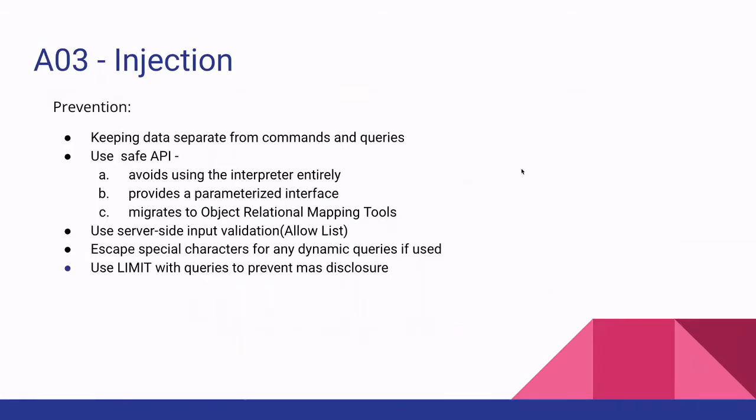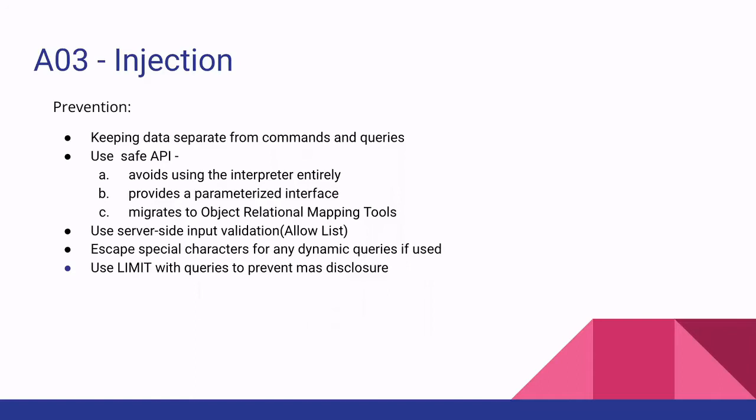So also, if possible, use safe APIs, right? The preferred option is to use a safe API which avoids using the interpreter entirely, or provides a parameterized interface, or also migrates to ORM mapping tools, right? Object mapping tools. Another thing that one could do is use server-side input validation of the user supplied data.